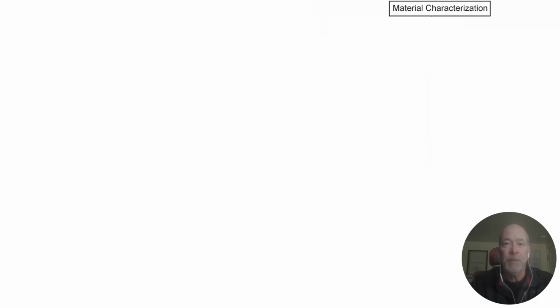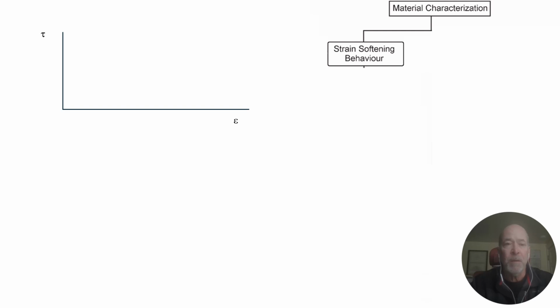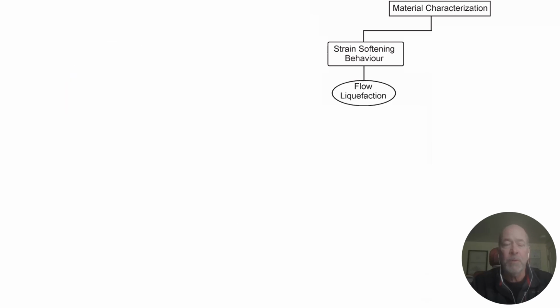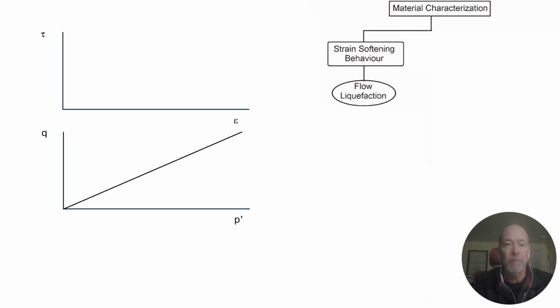So the first thing to do is to characterize your materials. So is it strain softening? And this is what strain softening looks like in tau epsilon space. Or in PQ space, it looks like this. Could you have flow liquefaction? Well, here's what flow liquefaction looks like in tau epsilon and PQ space. You can see it's got a brittle behavior and goes down to its ultimate strength. The previous slides were strain softening, but not brittle.